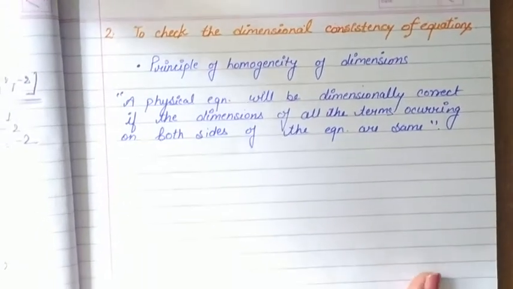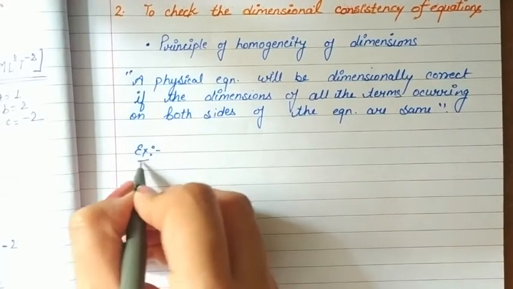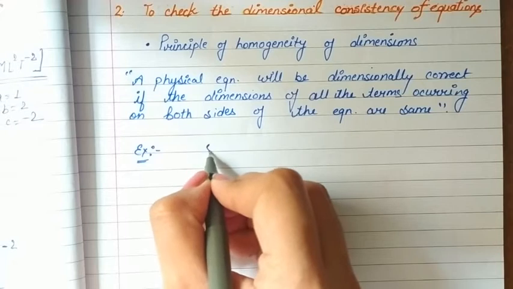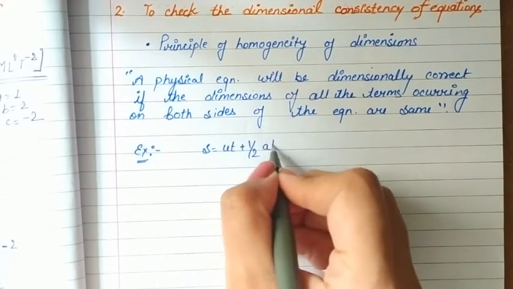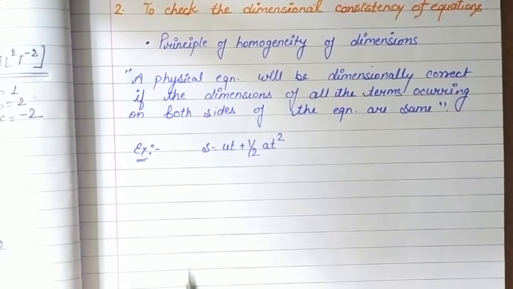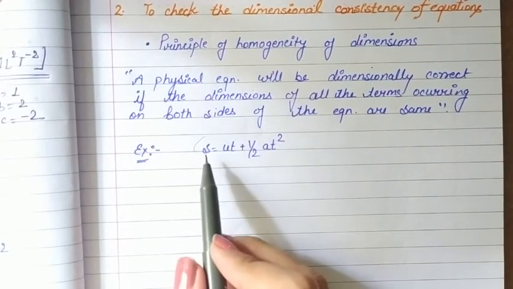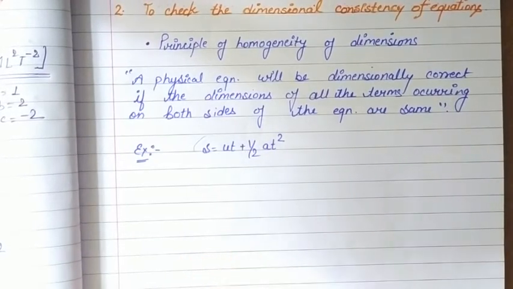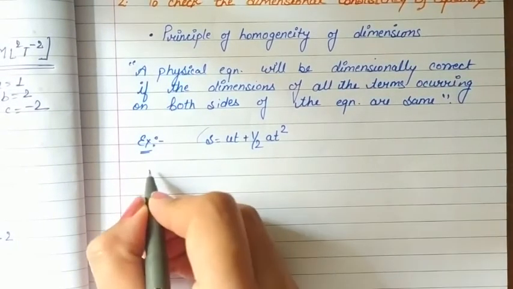For this, consider an example. I'm going to take an equation. Let it be s is equal to ut plus half at square. Now we want to check whether this equation is dimensionally correct or consistent or not. So we find the dimensions of the left side, then the dimensions of the right side, and then we check whether both the answers are the same or not. First, the left side.